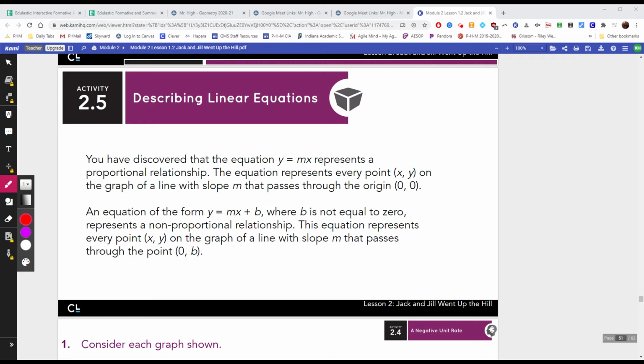Hi, 8th graders. We're going to wrap up this Jack and Jill lesson with activity 2.5. So, real quickly, just want to summarize some things from this lesson.